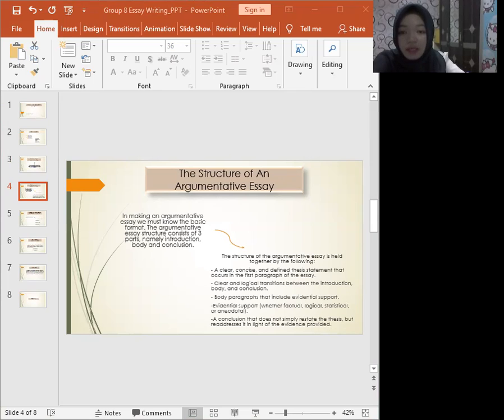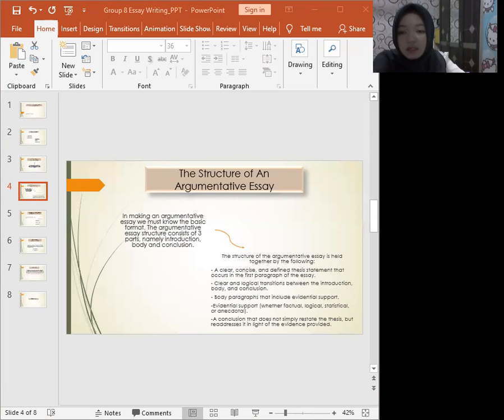One, a clear, concise, and defined thesis statement that occurs in the first paragraph of the essay. In the first paragraph of an argument essay, students should set the context by referring to the topic in a general way. Next, the author should explain why the topic is important or why readers should care about the issue. Lastly, students should present the thesis statement and a clear and logical transition between the introduction, body, and conclusion.